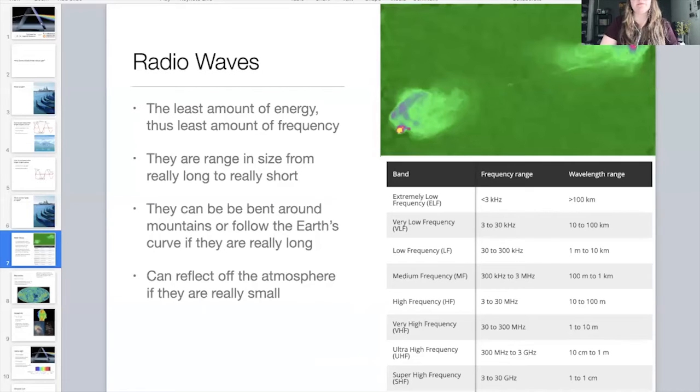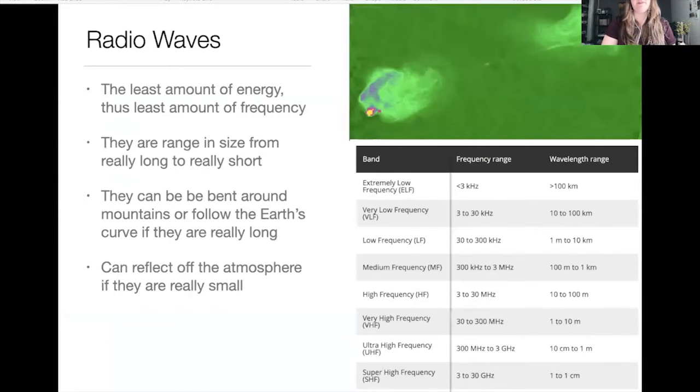So radio waves, as we just saw, have the least amount of energy, thus the smallest amount of frequency. They can range in size from very long, over 100 kilometers long, which is definitely more than a mile, to really short, down to a centimeter or a millimeter, like the tip of my finger or even smaller than that.